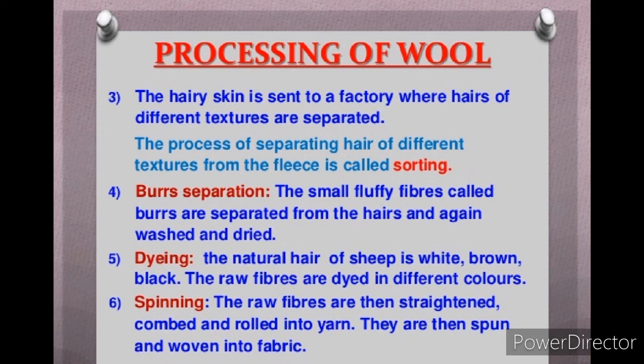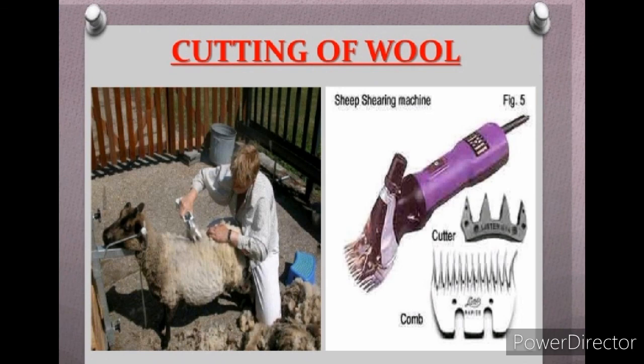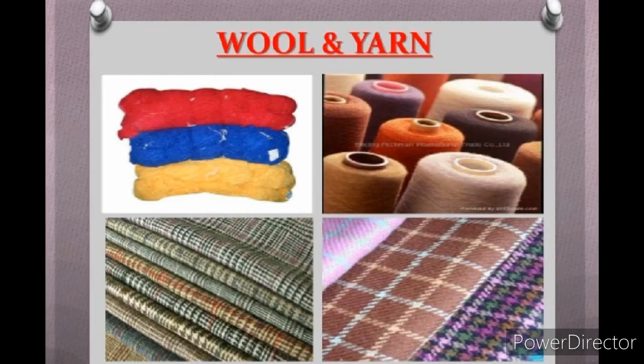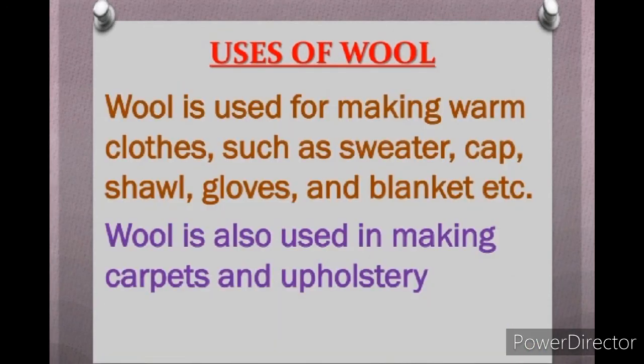In the picture, it is mentioned cutting of wool, yarn, its types, and its uses. There are two types of yarn: long yarn and shorter yarn. The long yarn threads are usually knitted to make sweaters, mufflers, caps, and socks. The shorter yarn threads are woven into fabric. So here's the picture: wool and yarn. Now, uses of wool. Wool is used for making warm clothes such as sweaters, caps, shawls, gloves, and blankets, etc. Wool is also used in making carpets and upholstery.